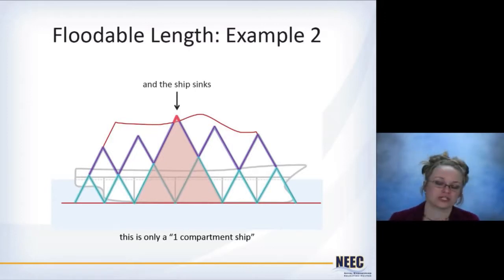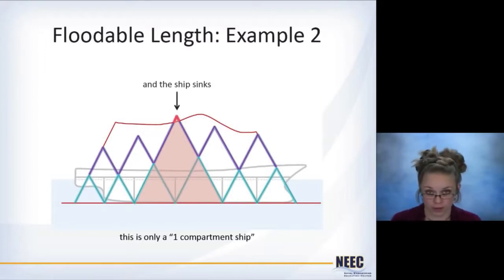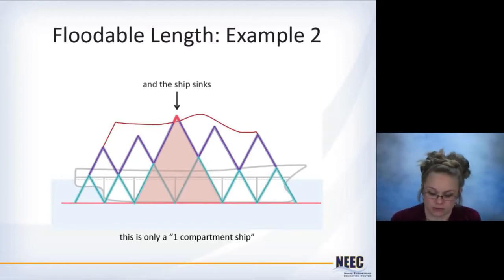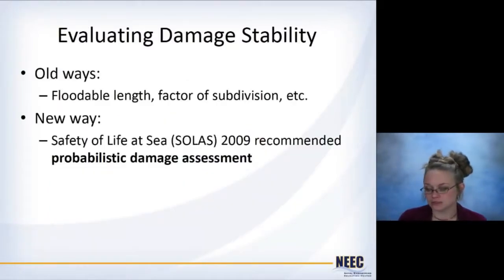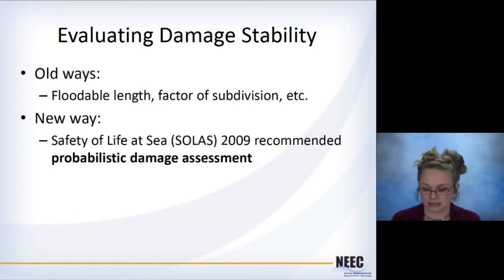So you can appreciate, right, that a two-compartment ship is safer than a one-compartment ship. A three-compartment ship is probably safer than a two-compartment ship. But eventually, you could put in so many watertight bulkheads that any damage at all causes five of them to flood, and so it sort of defeats the purpose. So this calculation with the floodable length, and there's also a factor of subdivision, which is kind of like a safety factor, is an older way of doing it. And you can still do it, and it's actually not a bad way of just sort of checking things, right? Okay, does this make sense?